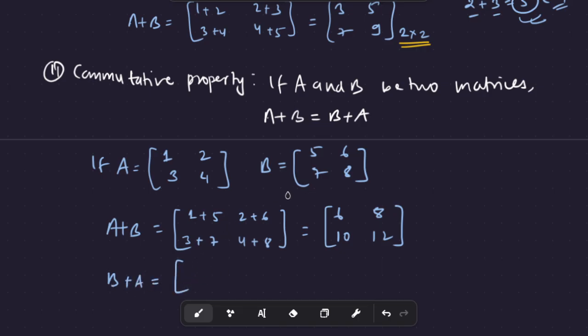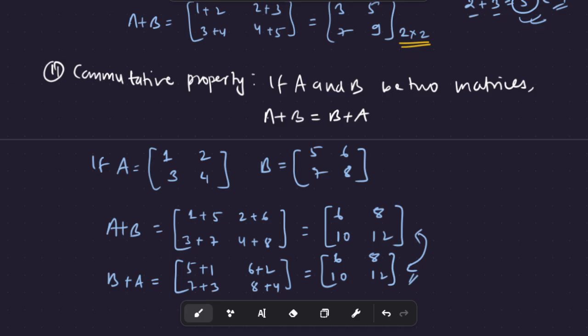Similarly, let's find out B plus A also. Firstly, we write the elements of B: 5 plus 1, 6 plus 2, 7 plus 3, 8 plus 4. Now 5 plus 1 is 6, 6 plus 2 is 8, 7 plus 3 is 10, 8 plus 4 is 12. Now look at this, these two matrices are equal. So if these two matrices are equal, then the commutative property is satisfied. The commutative property is verified.